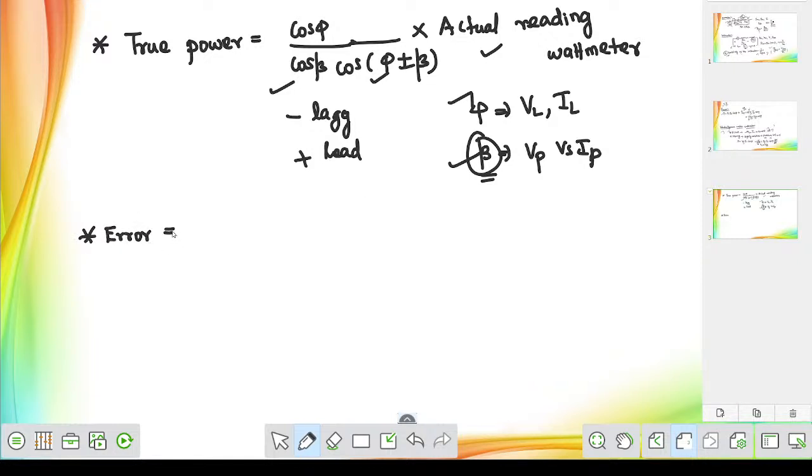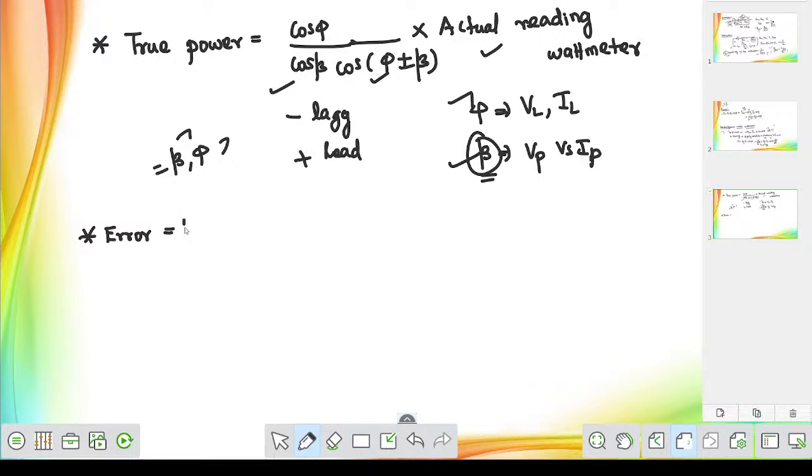The next question is error of wattmeter. The error of the wattmeter can be directly obtained if the value of tan theta and tan phi, or beta and phi, are given in the question. Let us assume both are given. Then how should I measure the value of error?